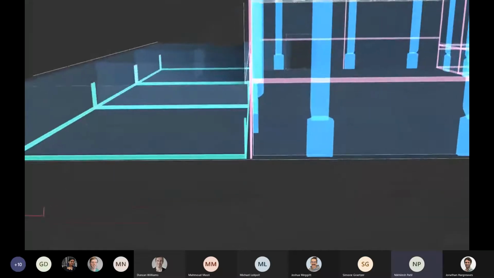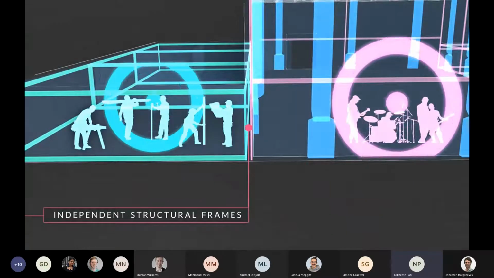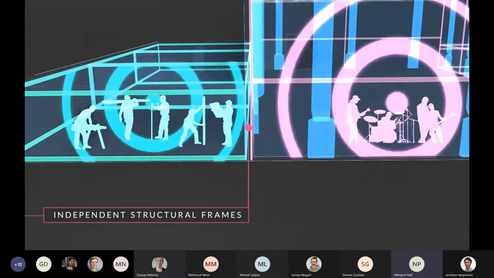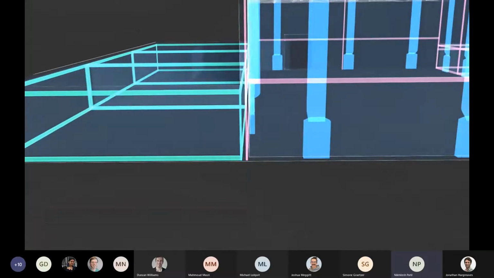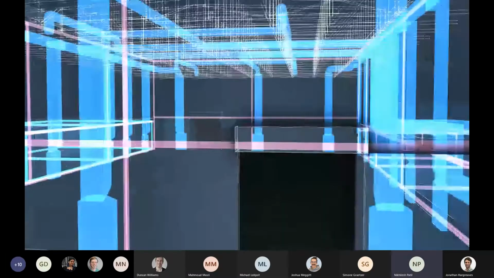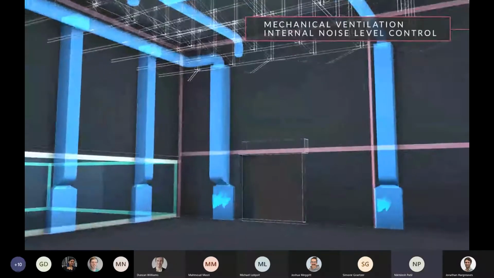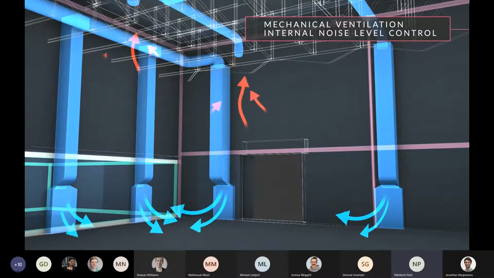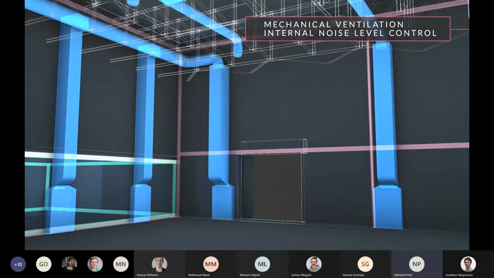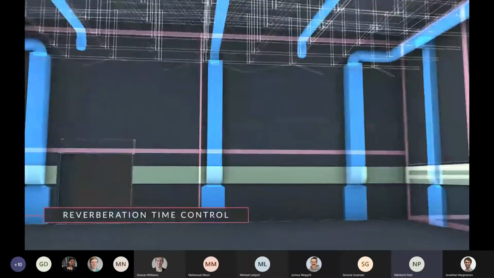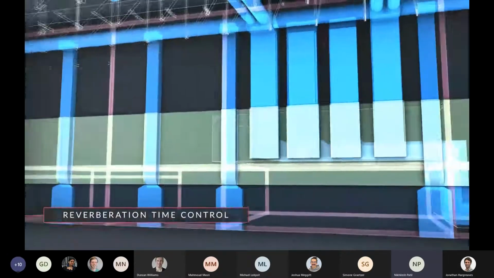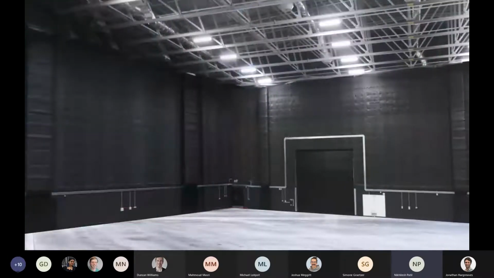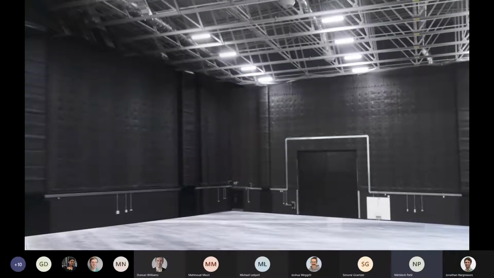In the stage area, the first thing was to ensure as minimum flanking as possible by having independent structural frames between the isolated structure and the live structure. This was to reduce flanking. Also controlling mechanical ventilation by having lots of plant attenuators and acoustic louvres, such that this ventilation does not exceed your internal noise limits. And then finally, approaching the room acoustics by making sure the reverberation time is under control by having wall absorption.